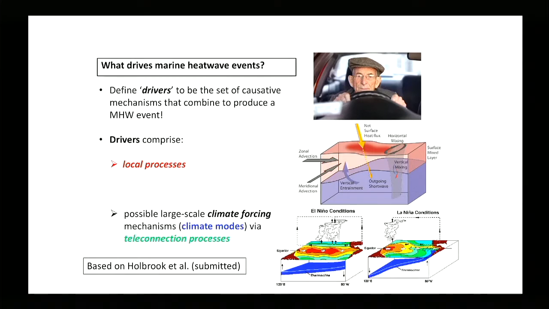And the other thing that might be important to driving marine heat waves are the large-scale climate forcing mechanisms, like climate modes and how they teleconnect into the zone. So we talk about things like ENSO, SAM, IOD, MJO, and so on.